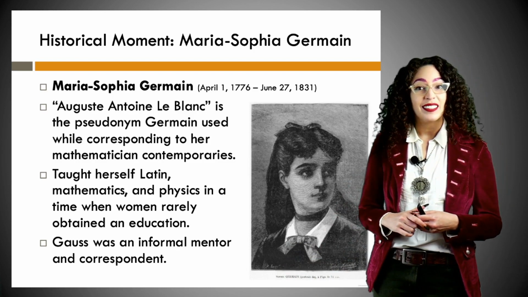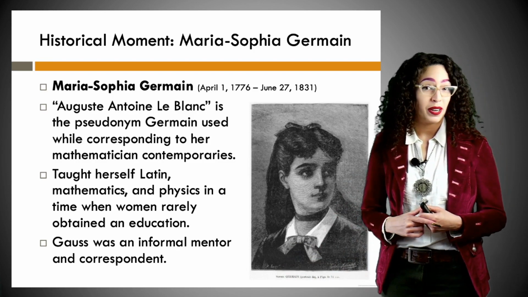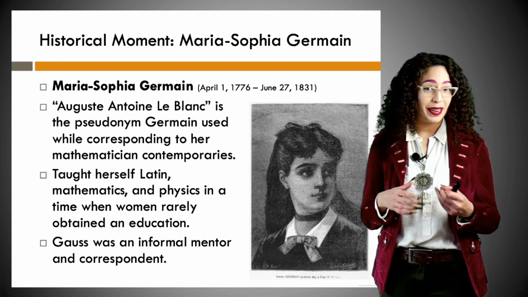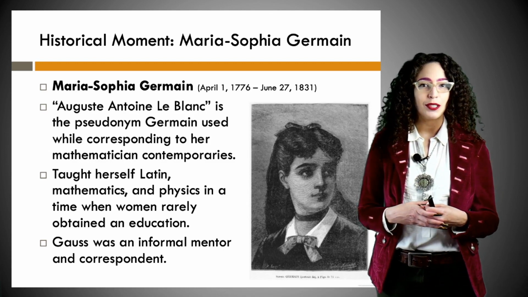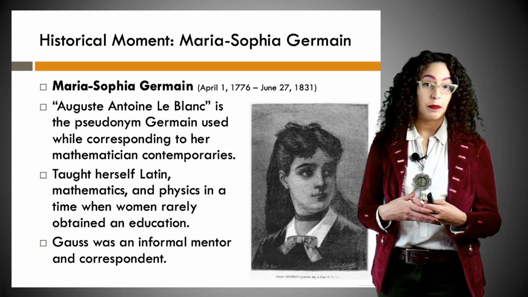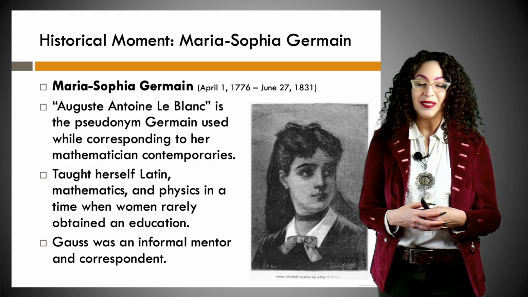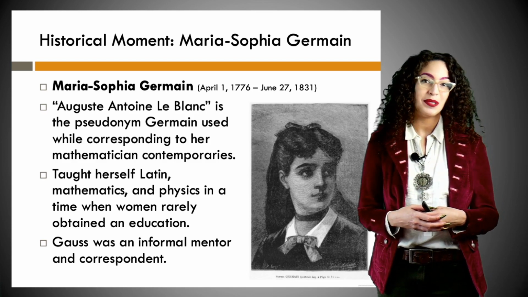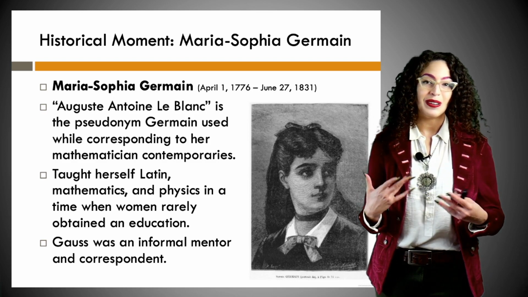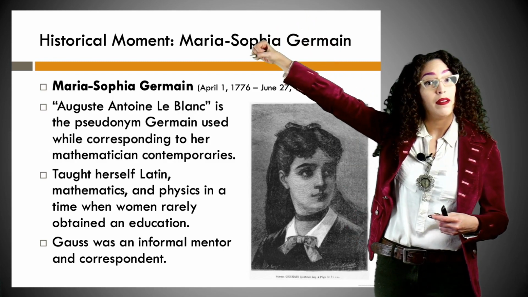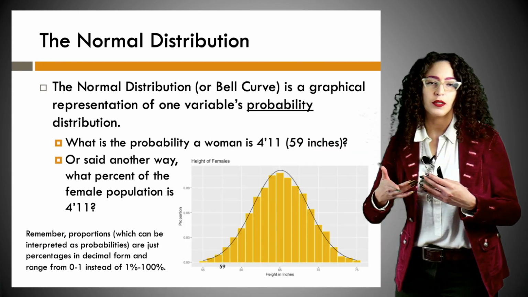She taught herself Latin, mathematics, and physics in a time when women were rarely educated or able to obtain an education, and she held her own by writing under this pseudonym, Monsieur Leblanc, to Gauss among many others. She was well respected by a handful of people, but of course, because of the time period, she was never fully acknowledged or honored for her work. So that's what we're doing here. Long live Sophie Germain. Let's get back to the normal distribution.